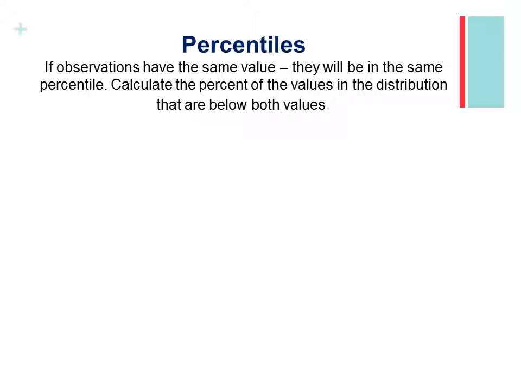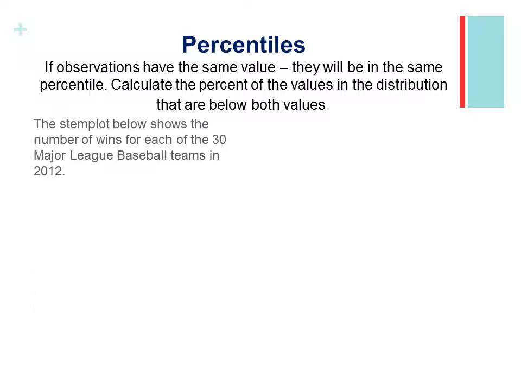Okay, so what happens if observations have the same value? That means they're going to be in the same percentile. So you calculate the percent of values in the distribution that are below both values. Okay, so that's a little bit tricky. So you're going to calculate the percent of values below both values because they have the same value, so they're going to be in the same percentile.